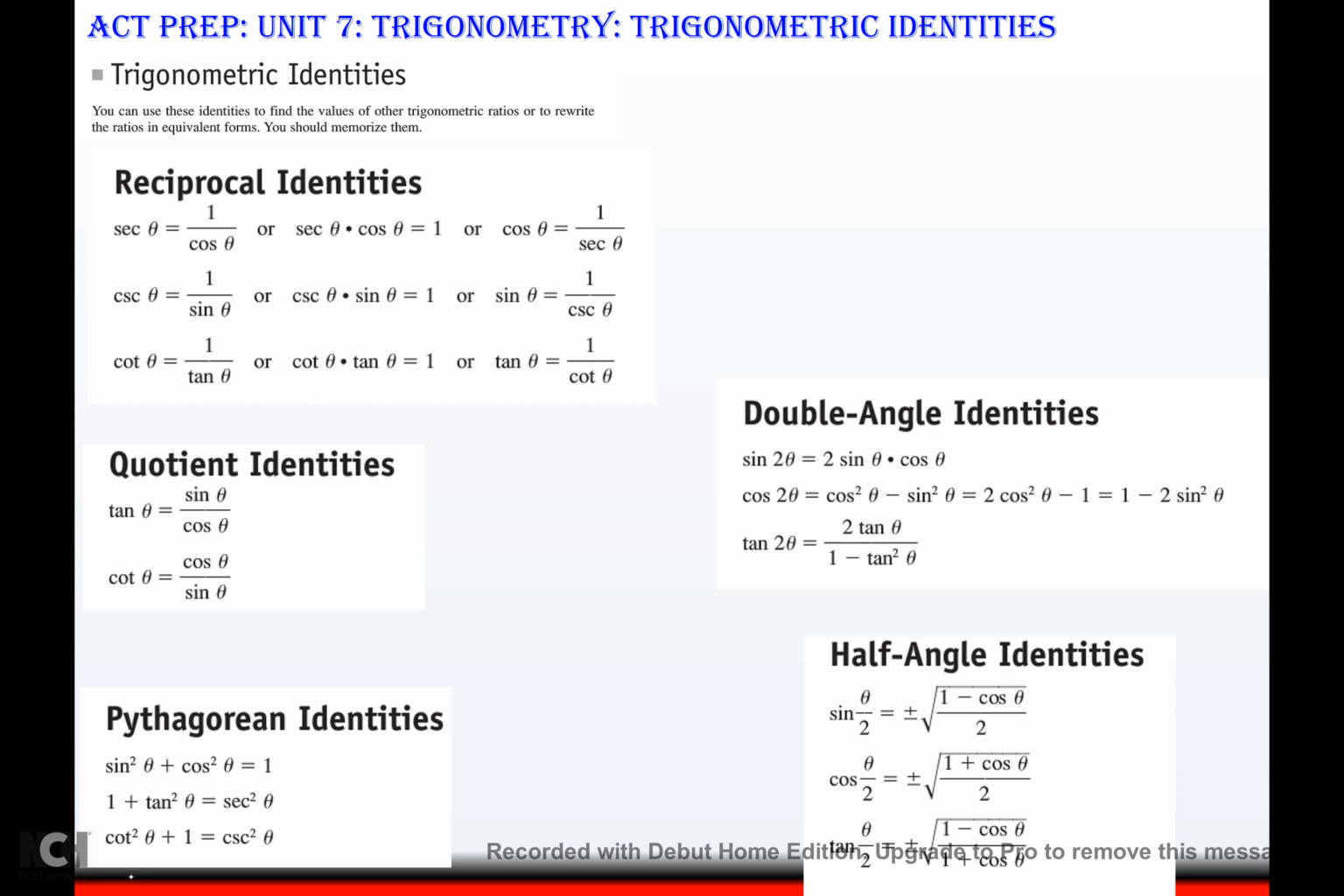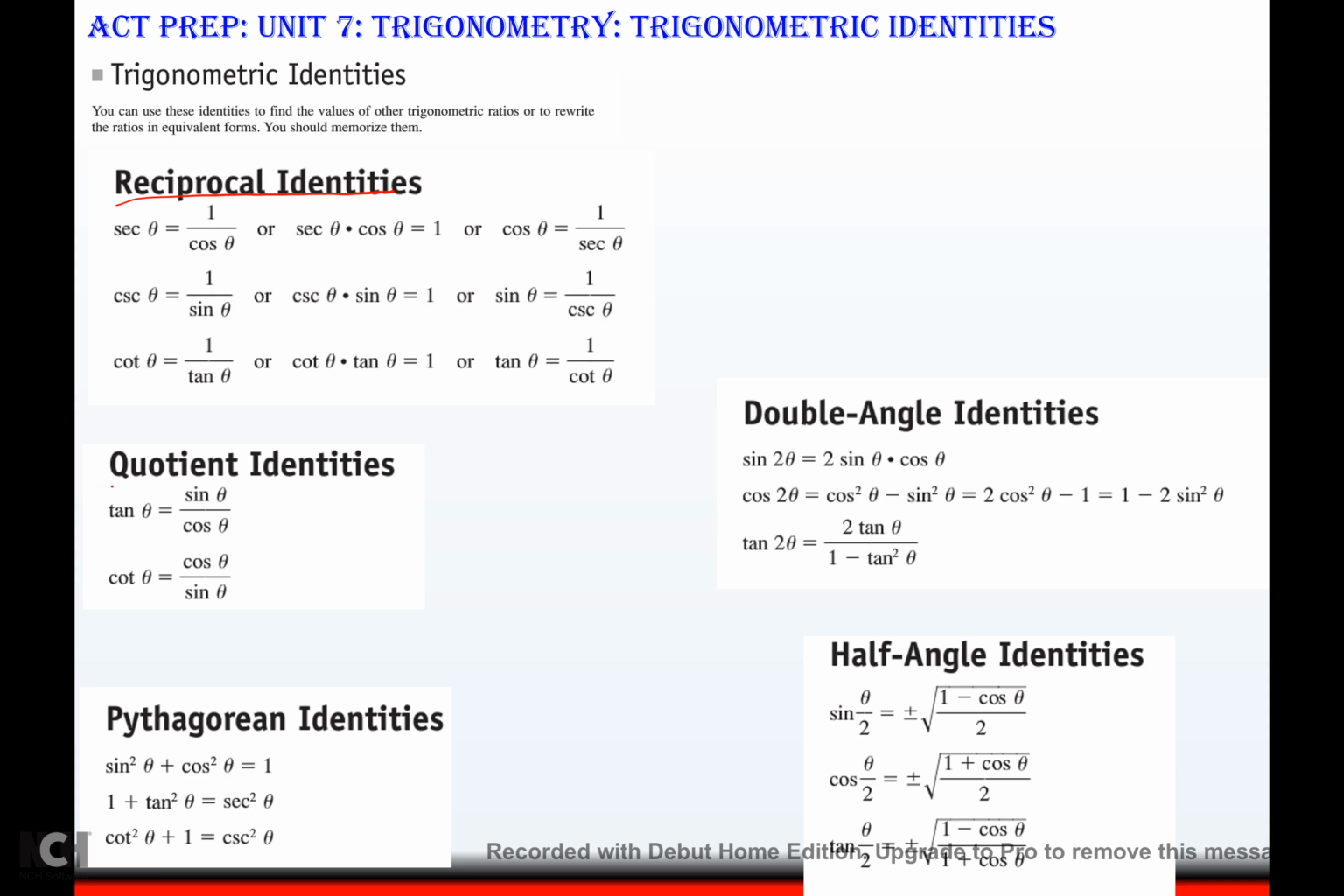All right, your reciprocal identities tell you that secant is reciprocal to cosine. So any of these statements are true. Whenever you see secant theta, you can replace it with 1 over cosine. Or you could say that secant theta times cosine theta is equal to 1. Or you can say that cosine is the reciprocal to secant. Same with cosecant and cotangent.